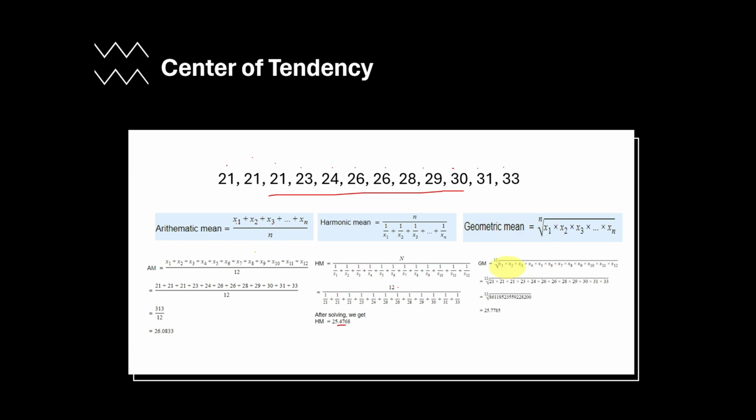Geometric mean: 12th root, and multiply all the figures, all the data you have. So the data is like 8, 6, 1, this big massive value. You take the 12th root and you will get this answer. This is how you will calculate geometric mean, harmonic mean, and arithmetic mean.